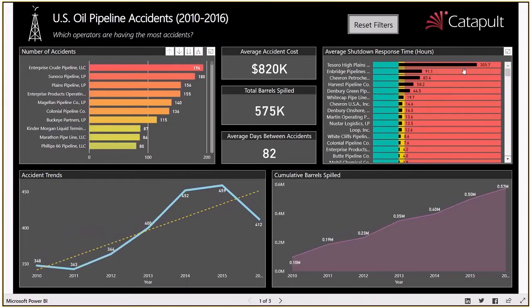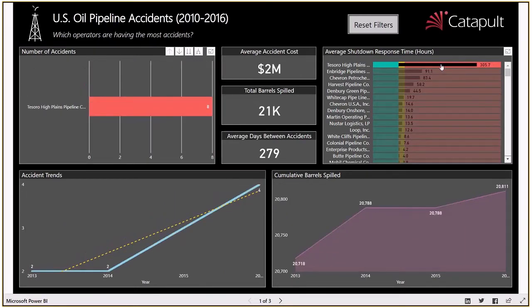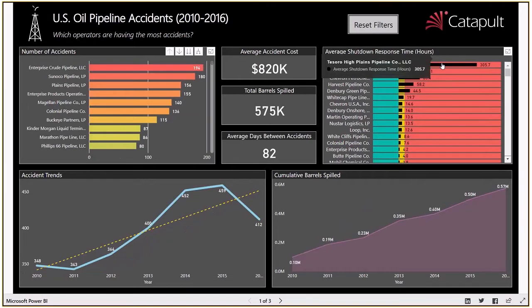On the other hand, if we look at this operator, you can see that even though they've only had 8 accidents over 7 years, or about 1 per year, their average accident cost is an astounding $2 million, and that's because it takes them, on average, 305 hours, or about 2 weeks, to shut down their pipeline after an accident. So here you can see this is a very simple way to identify the correlation between number of accidents, shutdown response time, and then the actual impact of the accident.